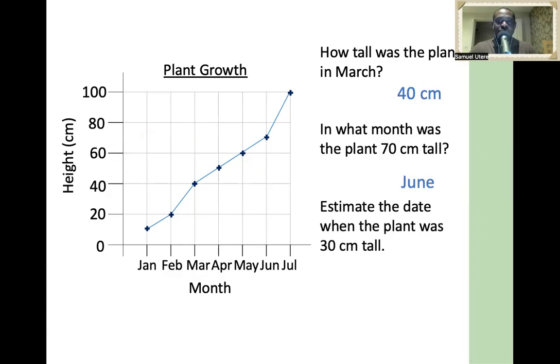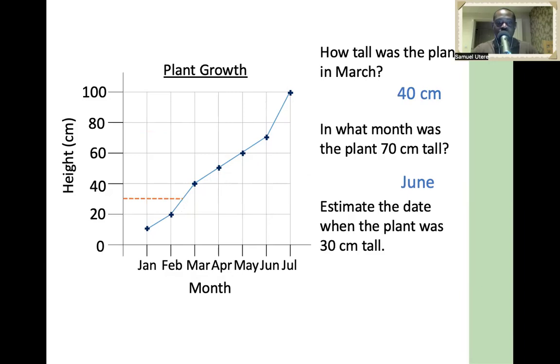Next, we ask, estimate the date when the plant was 30 centimeter tall. Well, we're not given 30 centimeter on the vertical axis, but we can estimate that it's actually half. Now, notice that when we trace it, it doesn't match with any of the points that are plotted on the line chart, which means it's an estimate. So we're using the line chart to do an estimate.